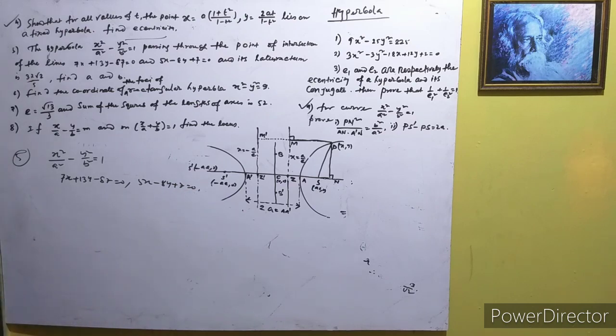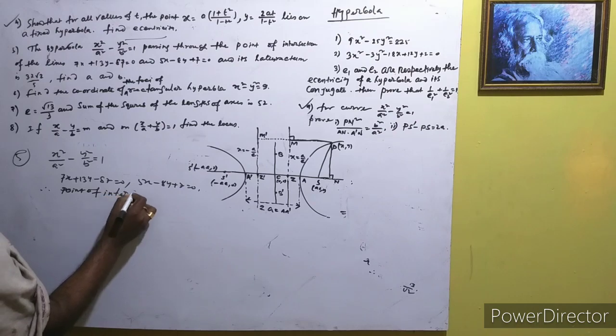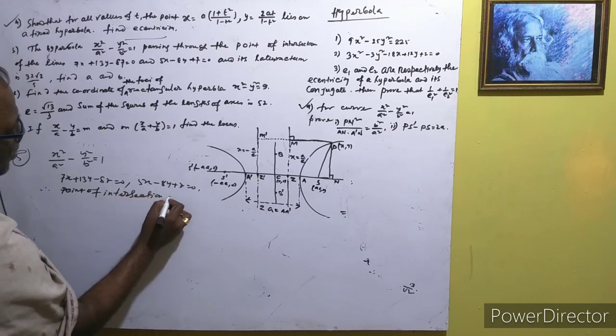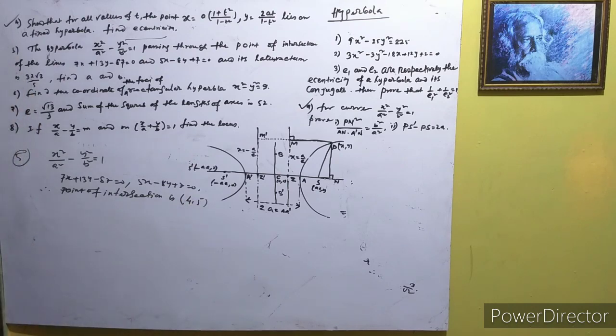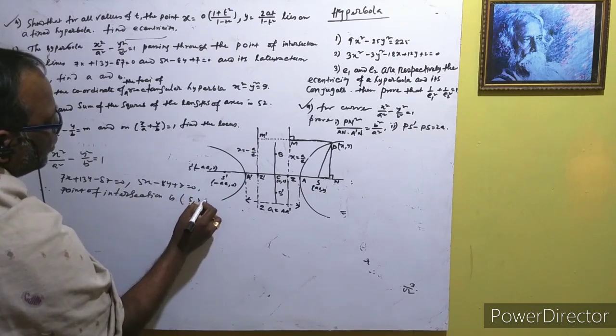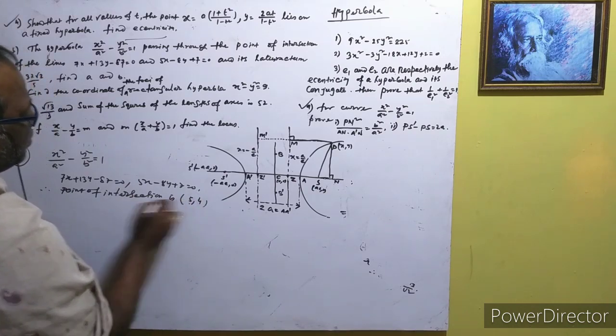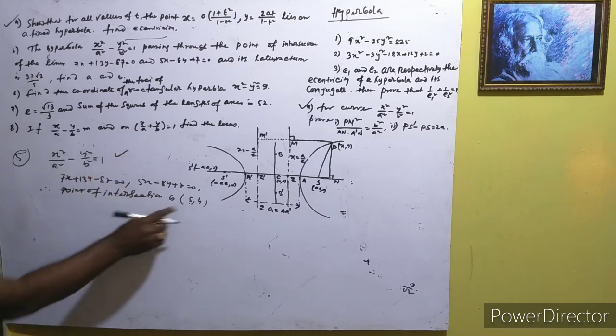Solving these two equations, we get the point of intersection. I think it is 4, 5. Okay, no, this is 5, 4. This is 5, 4 actually. So you know the solution. That's why I directly use the point 5, 4. Now this curve, the hyperbola, passes through the point 5, 4.